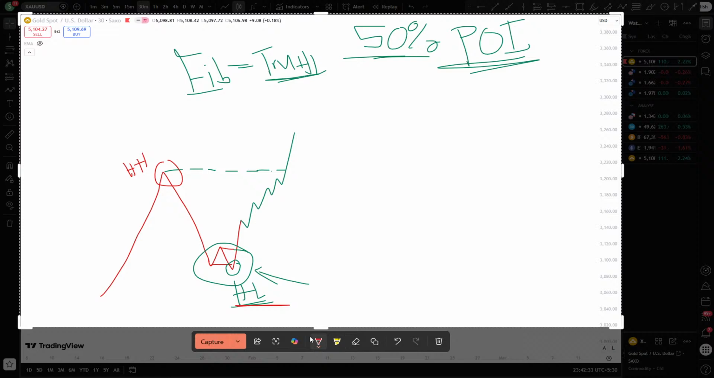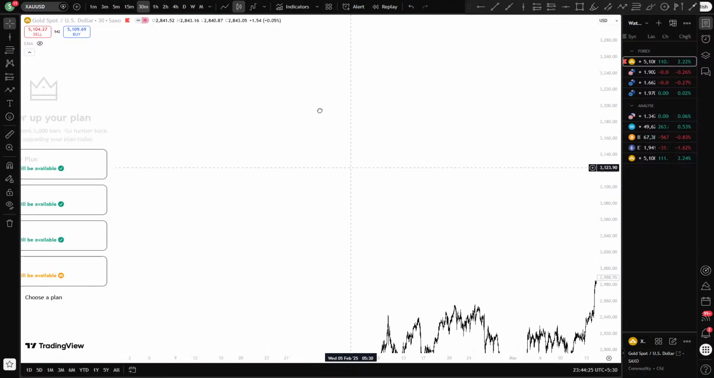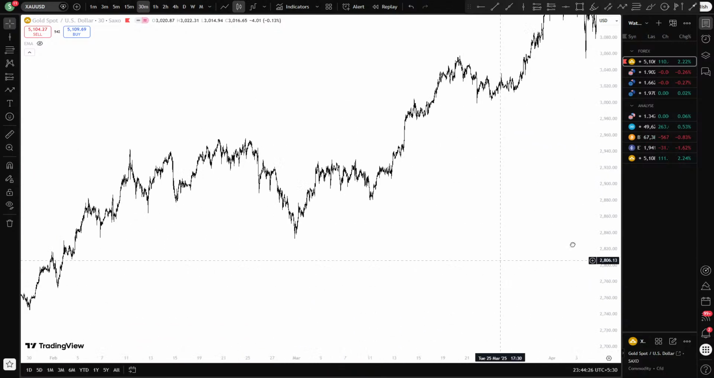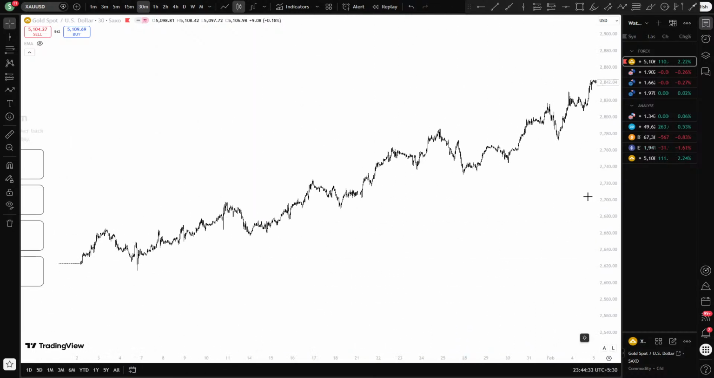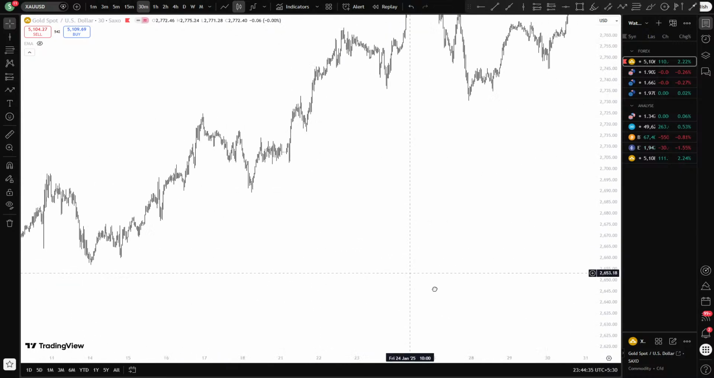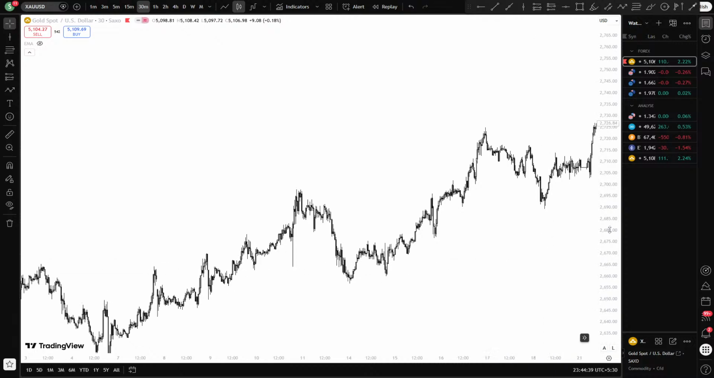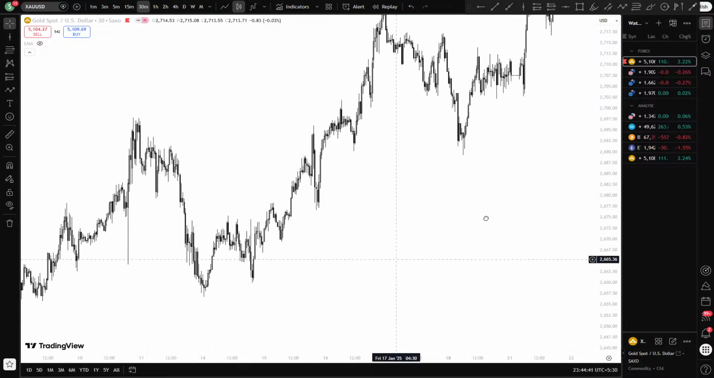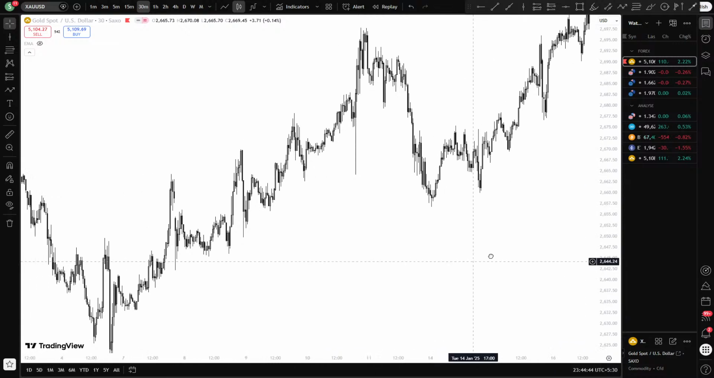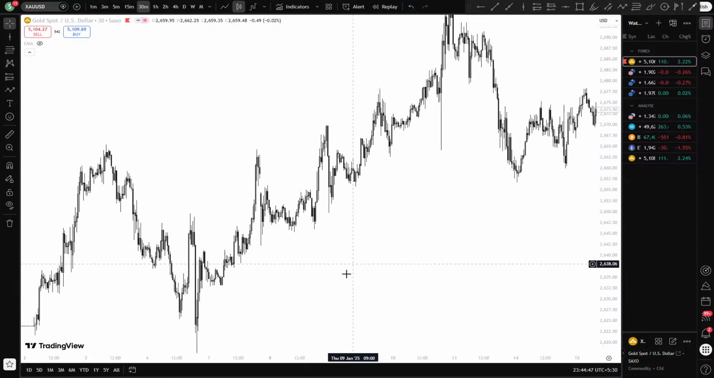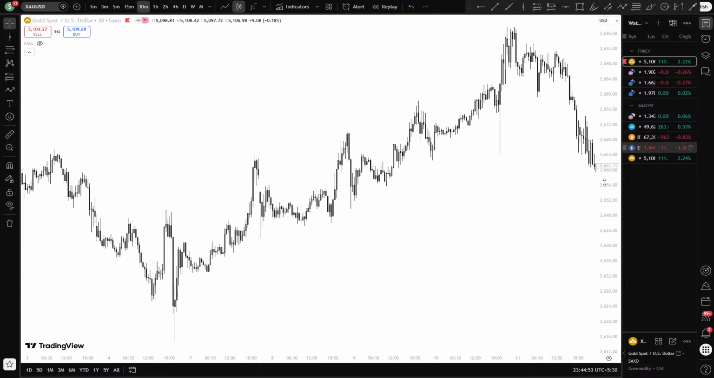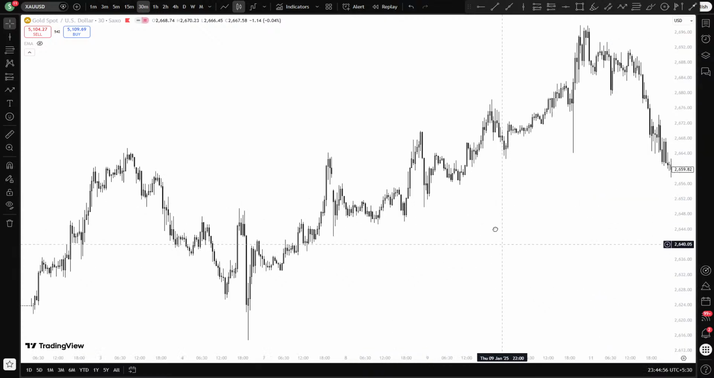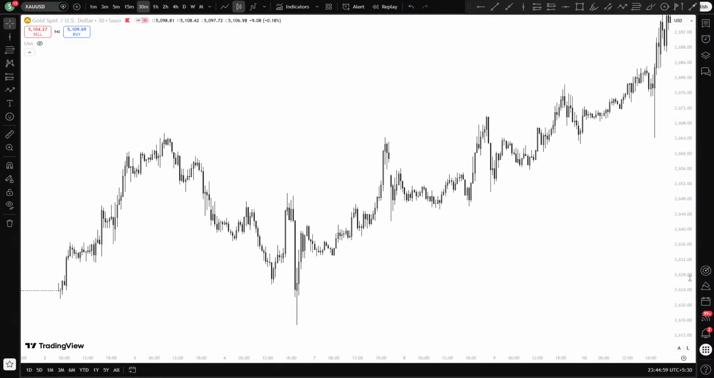Okay, let's get to the chart so that at least we can have an understanding of what we are actually talking about. So this is the structure, okay? This is the gold structure. Okay. So what are you seeing right now on this chart?